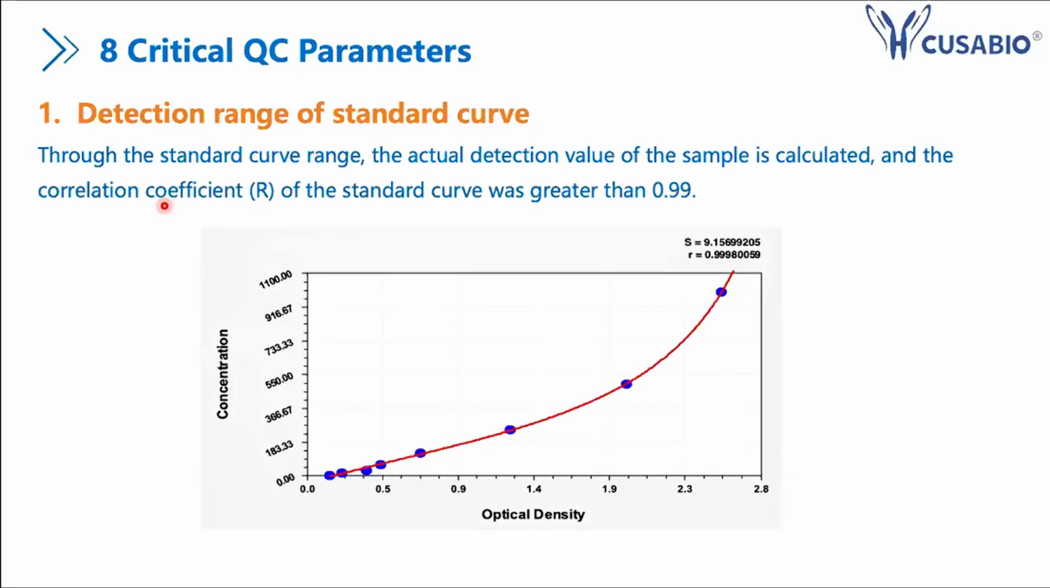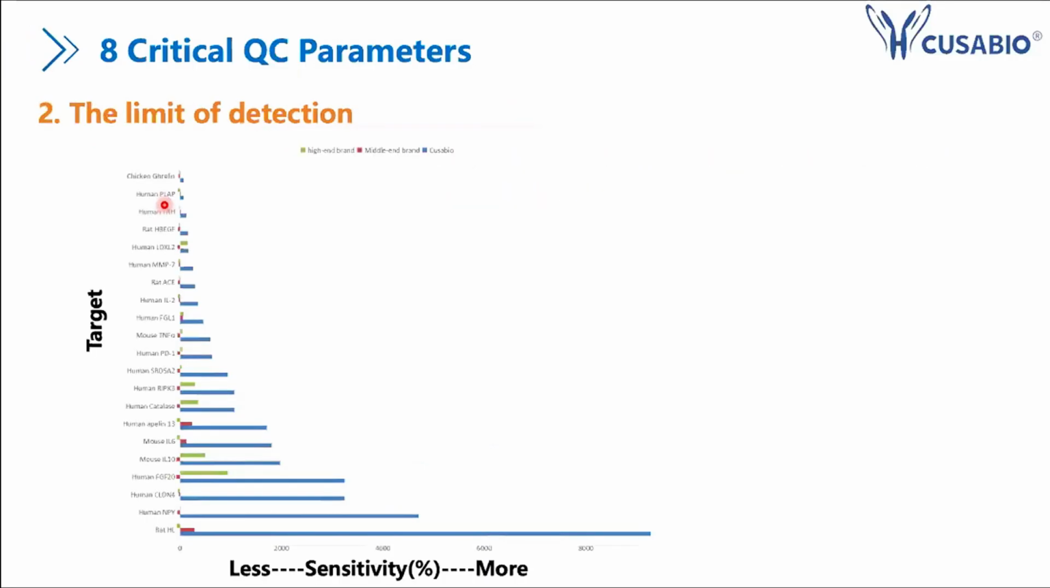The second QC parameter I think is important is the limit of detection, or we can say the sensitivity. The sensitivity is usually the lowest measurable value, and is usually calculated based on the signal of the background and the inherent variability of the assay. So we usually require the sensitivity to be high.